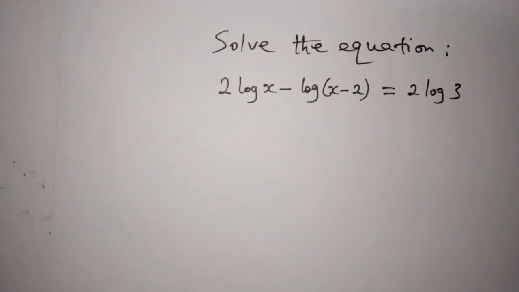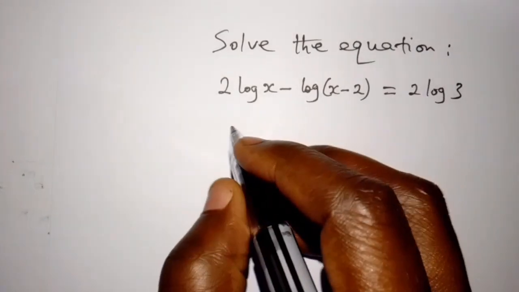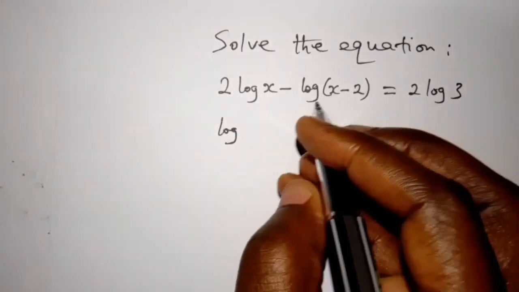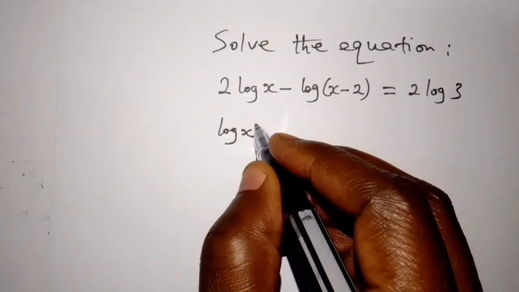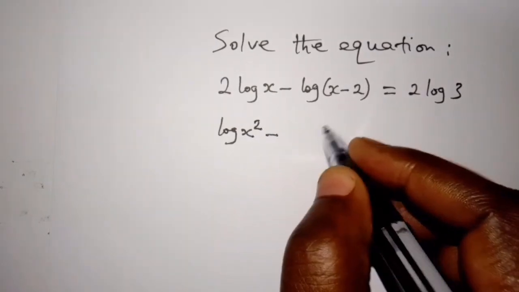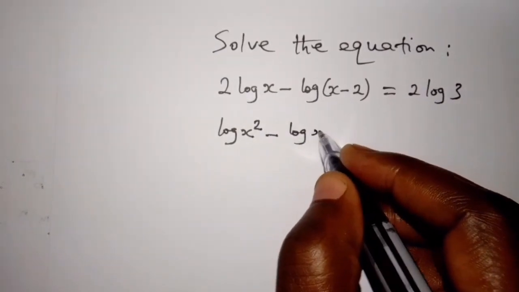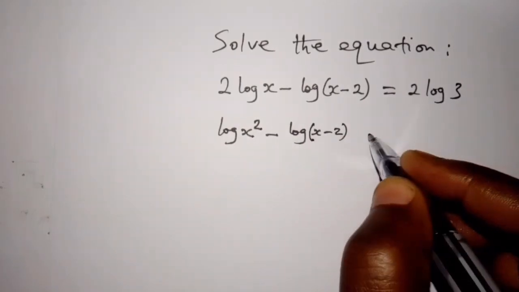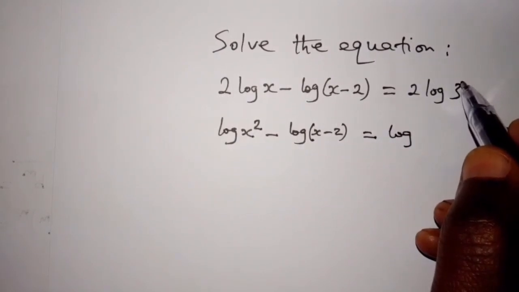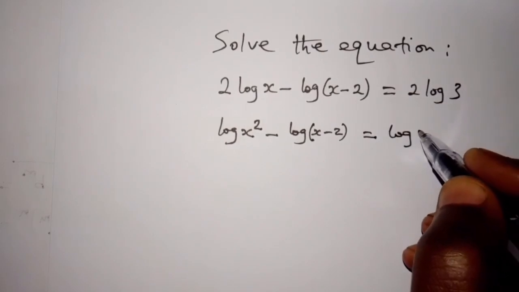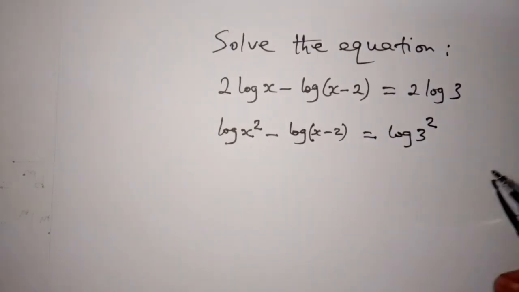Solve the equation 2 log x minus log (x minus 2) is equal to 2 log 3. We bring 2 to this other side as a power: log x power 2 minus log (x minus 2) is equal to log, we bring 2 to this other side, it becomes 3 power 2.